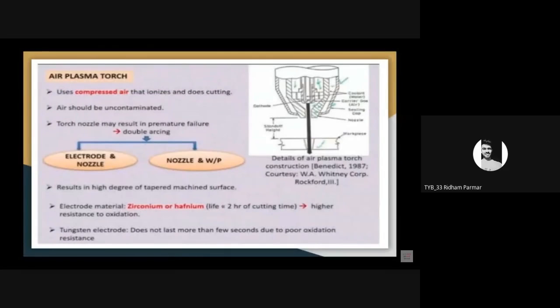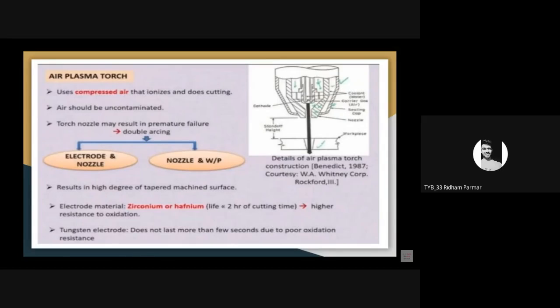It's a detailed figure I have shown, which is the construction of this air plasma torch. This figure I have taken from one book, the Gary Benedict book. We'll discuss this. This plasma torch uses compressed air as the gas that ionizes and does the cutting. The air used should be uncontaminated.